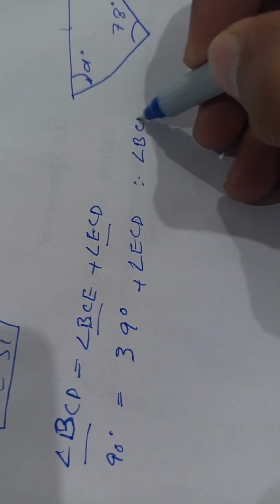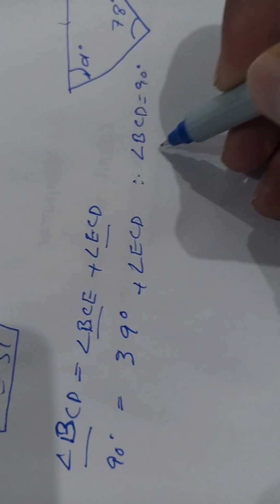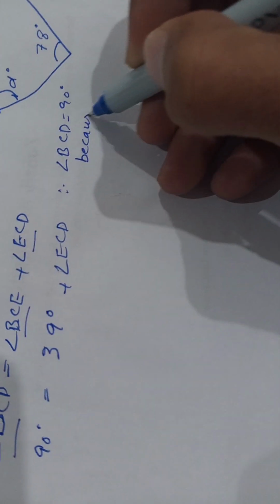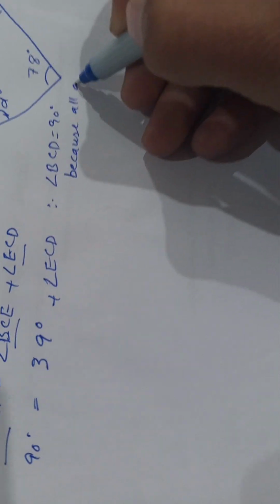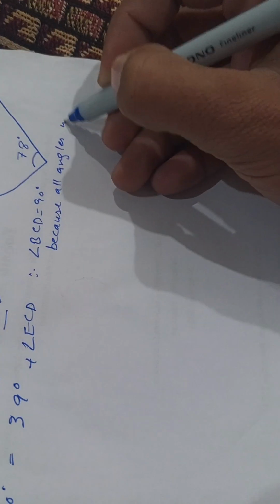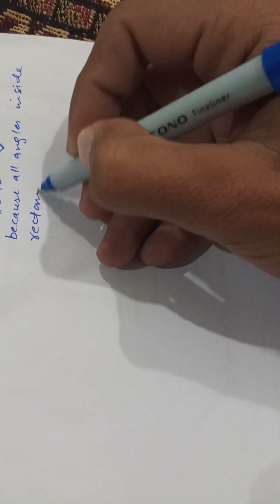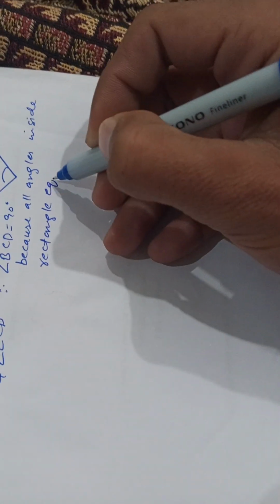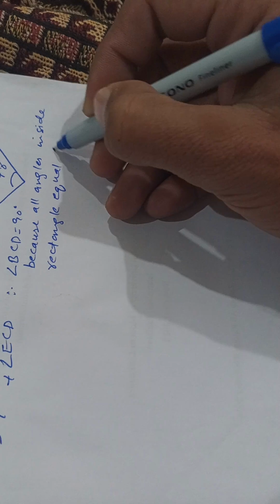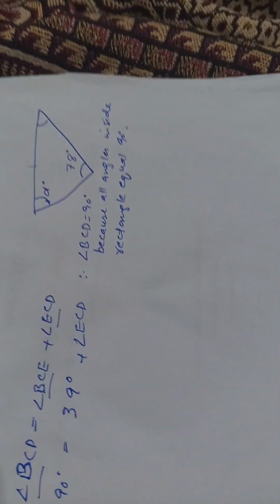So we'll mention here why we wrote angle BCD equals 90 degrees. Angle BCD equals 90 degrees because all angles inside a rectangle equal 90 degrees, right? That's a property of a rectangle.